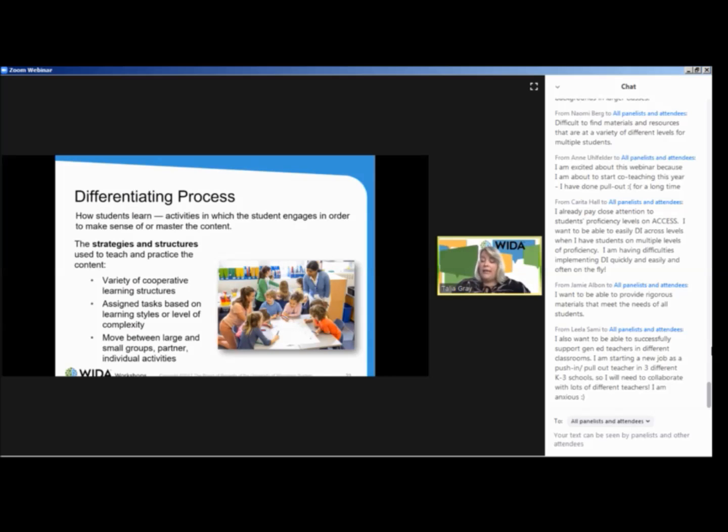I know in my brick and mortar setting, one thing that I do a lot is reading conferences. So I use those reading conferences as a place to address where students need more support and also try to accelerate those students who are ready to study something in more depth.